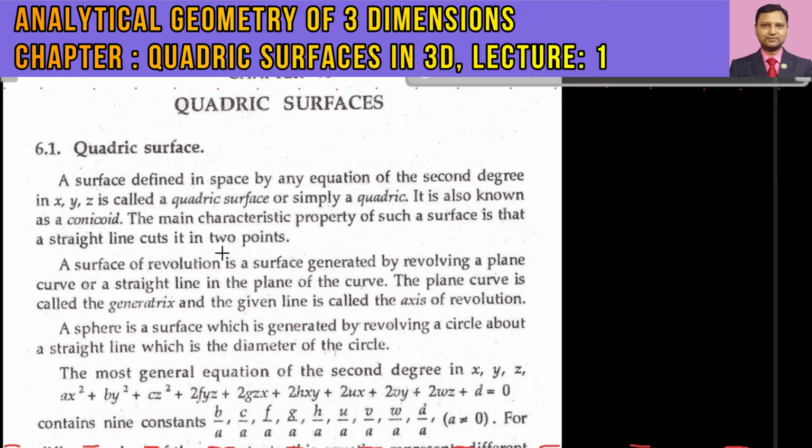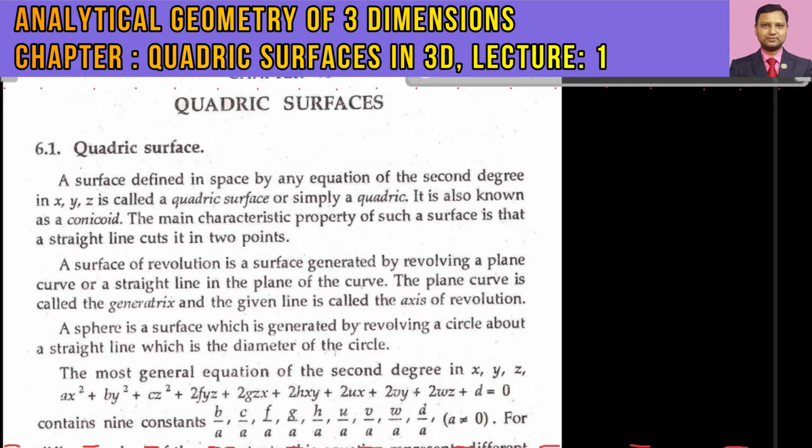These are also known as conicoids. Now, what is the general equation of second degree involving three variables? Here x, y, z are the three variables, so we shall have this type of expression.